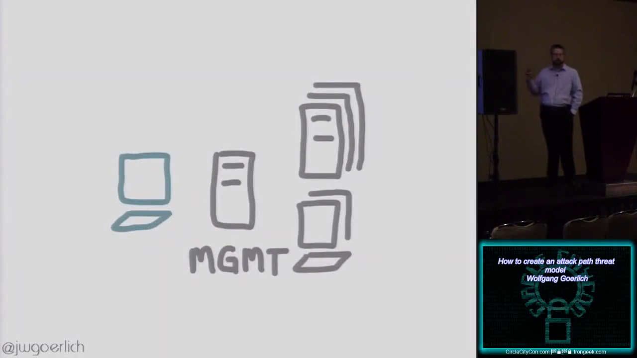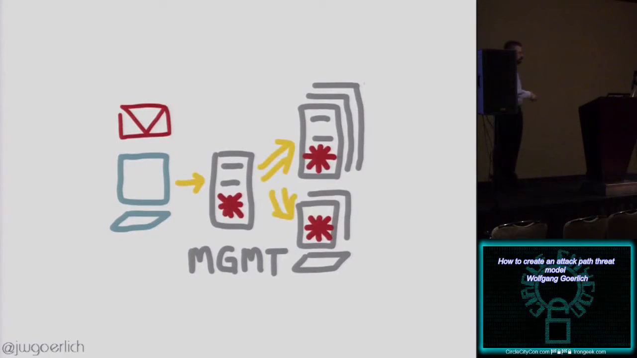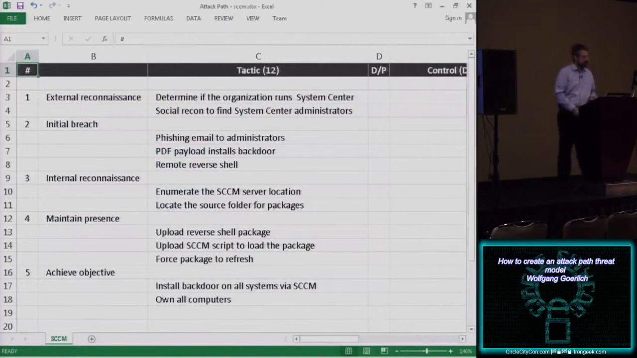So very simple, right? You've got your management computer that talks to your management server, and that management server can push out updates to servers and desktops. Dave Kennedy's attack looks like a phishing attempt onto that management computer. From there, updating repos on System Center Configuration Manager, and then initiating a refresh so the servers and the workstations see it as a new package. Then they all download that package and execute it. Of course, that's not really the package, it's now a malicious package with a malicious payload. So we threat modeled that. Very simple again. Does the organization run System Center? Is there social recon on the admins? Phishing, PDF, enumerate the server location, locate the source package, upload your shell, go. Force a refresh, and now you own all computers.